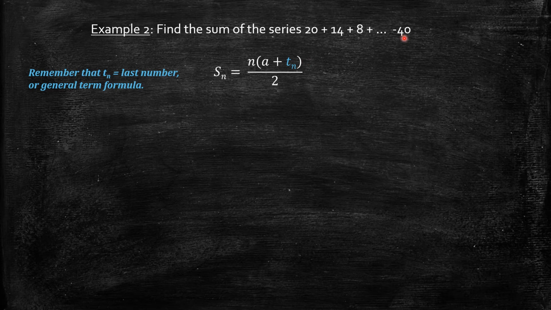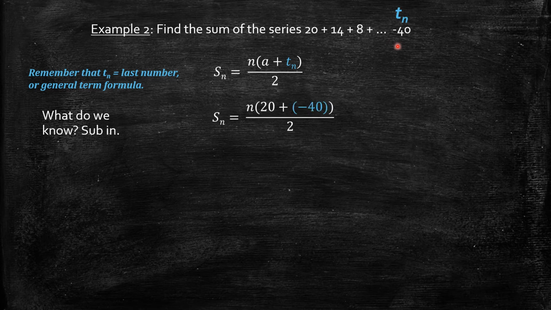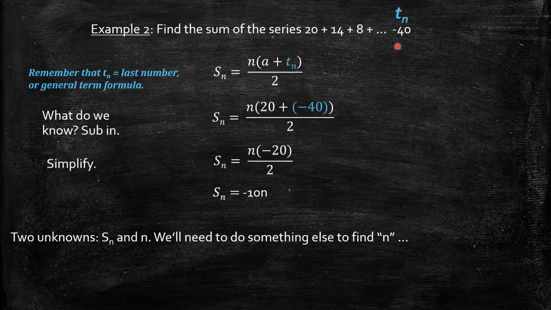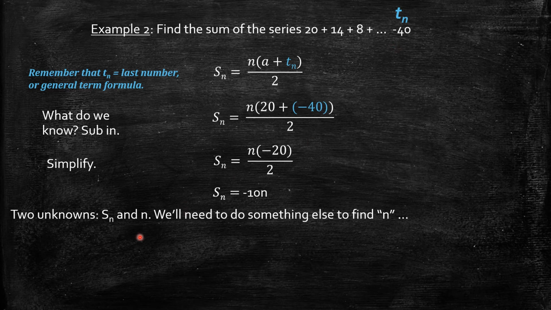Is negative 40 the 50th term? I don't know. But I know it's the last term, so it's going to go in for Tn. Let's sub that in. Negative 40 goes for Tn. Simplify what we can, and we get the sum of n terms is negative 10n. So we don't know n, and we always get stuck when we don't know n. We have two unknowns.